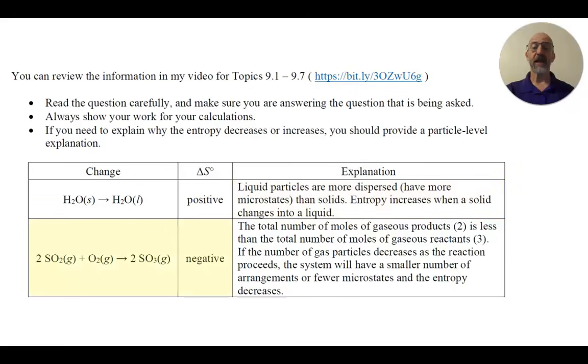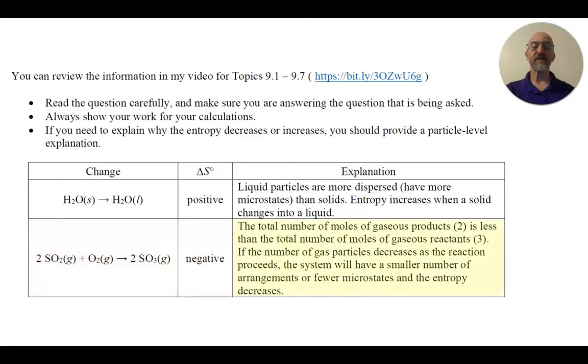Suppose you have to explain why the sign of delta S is negative for a reaction in which we start with a total number of moles of reactants that is greater than the total number of moles of products, and I'm specifically referring to moles of gas. So not just moles of anything, but moles of gaseous reactants are 3, moles of gaseous products are 2. So here is an appropriate particle level explanation for why the delta S is negative.